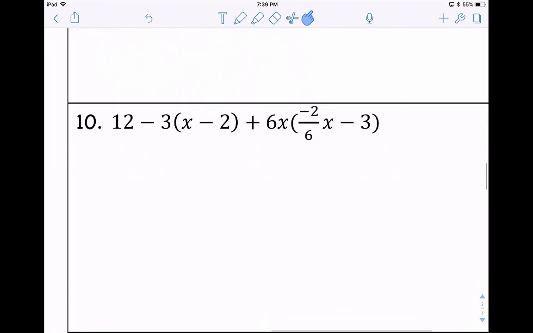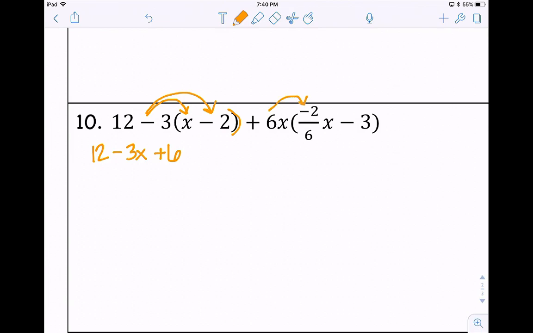All right, number 10. Very similar. We have a 12 in the front that we are not distributing, so I'm just going to bring that 12 down. What we are distributing is a negative 3. So negative 3 times x, hopefully you know, is negative 3x. Negative 3 times negative 2 is going to be positive 6. We stop distributing because our parentheses ends, and then we immediately pick up distributing again.